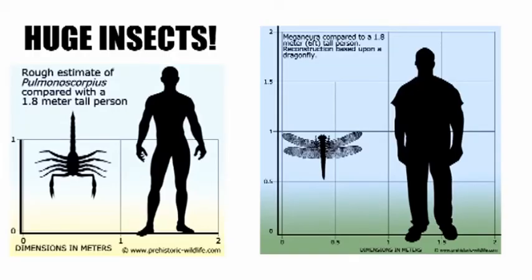Insects during this time were gigantic. These are comparisons next to the size of a human male. So they're huge. I would not want to run into a scorpion that was this size. Craziness. A lot of the organisms during this time were just ridiculously large.